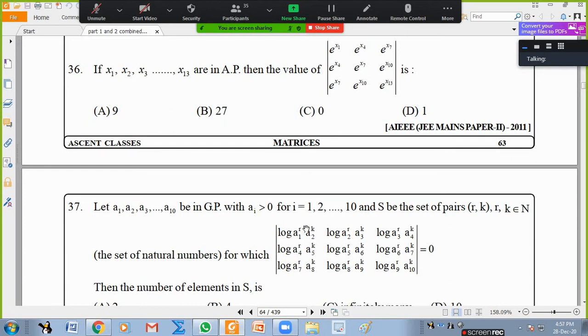37 is also the same. You do the same: column 3 as column 3 minus column 2, column 2 as column 2 minus column 1. You may not get a common ratio here. We'll get two common ratios here. One is for... not two common ratios.